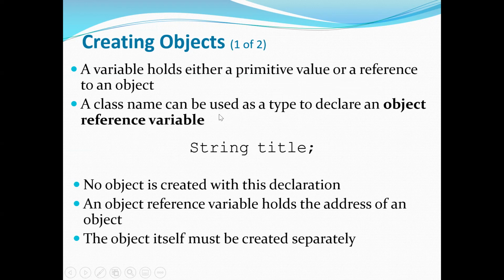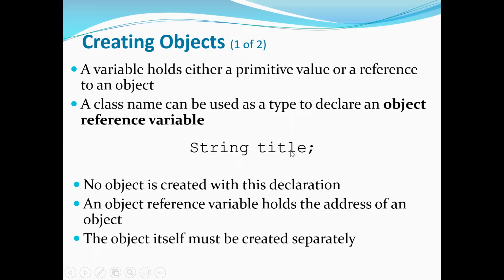So a class name can be used as a type, same as the primitive data type, for example, int or integer. We can declare a variable as an integer. So here also we can create an object and the object type will be the class name. An example given here is String title. So title, for example, will be the variable name, and the data type of the variable is the class name, which is String. Now, in this case, no object is created yet. This is just a declaration of the variable title, but an object has not yet been created.